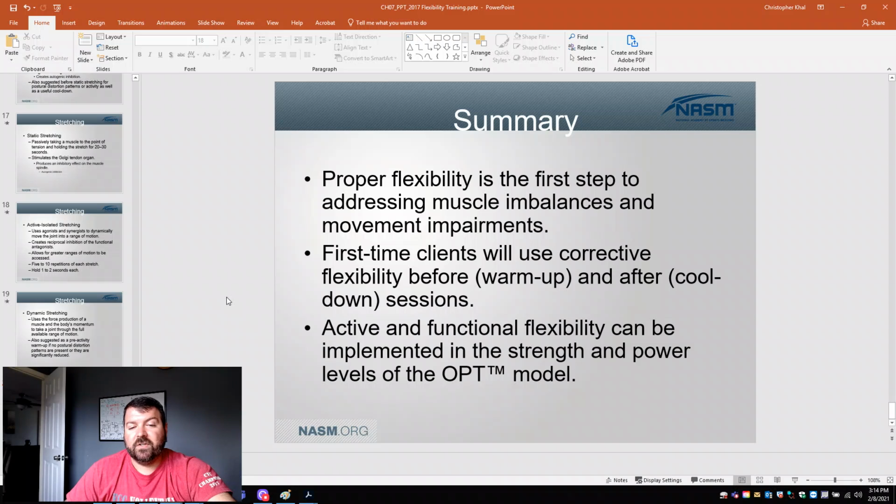Also, active and functional flexibility can be implemented in the strength and power levels of the OPT model, which we'll look at here in a little bit. And that is it.